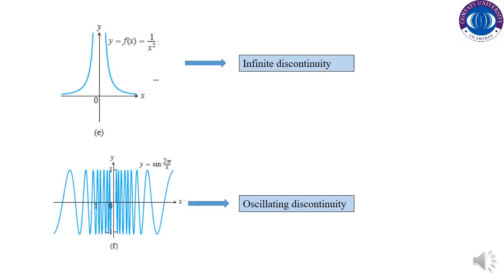In the graph E, the limit of the function at 0 does not exist. When we look at the limit at 0, it goes to positive infinity.